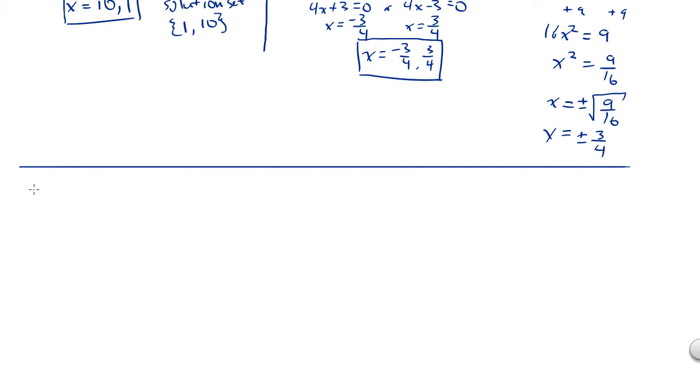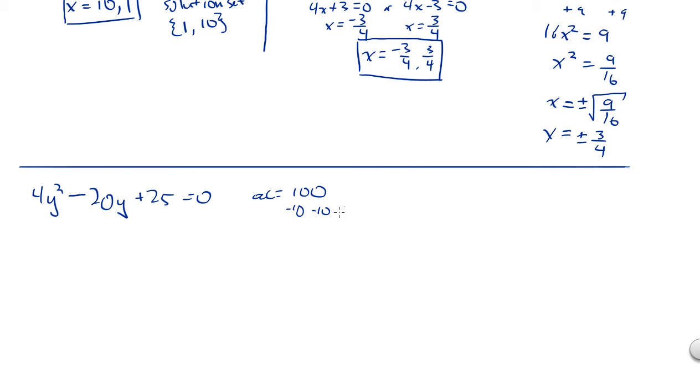How about this one? Let's use a different variable. 4y squared minus 20y plus 25 equals 0. Again, the AC method will work here. AC is 100, right? Find two numbers that multiply to 100 and add up to negative 20. That's negative 10 and negative 10.